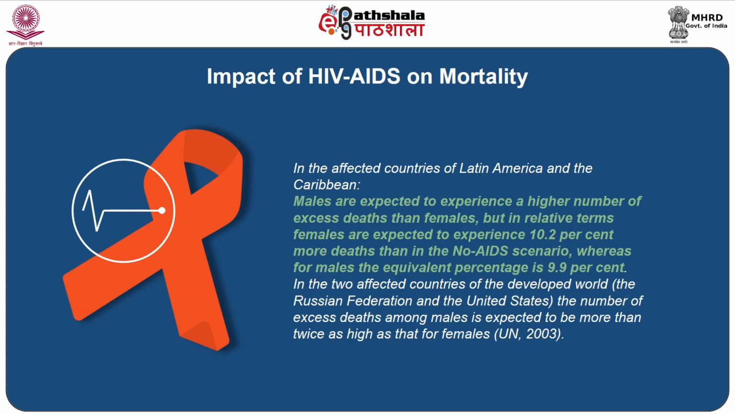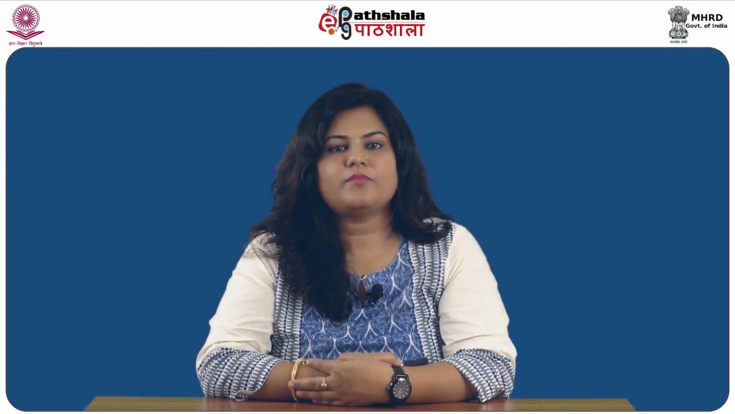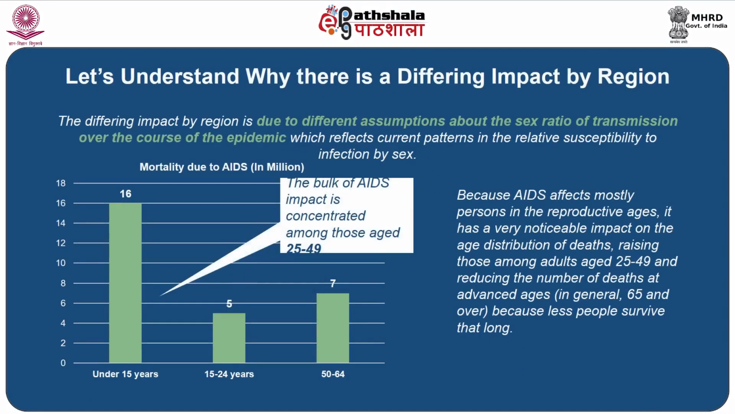In the two affected countries of the developed world, that is the Russian Federation and the United States, the number of excess deaths among males is expected to be more than twice as high as that of females, according to the United Nations report. Now let us understand why there is a differing impact by region. This difference arises because there are different assumptions about the sex ratio of transmission over the course of the epidemic, which reflects current patterns in the relative susceptibility to infection by sex.